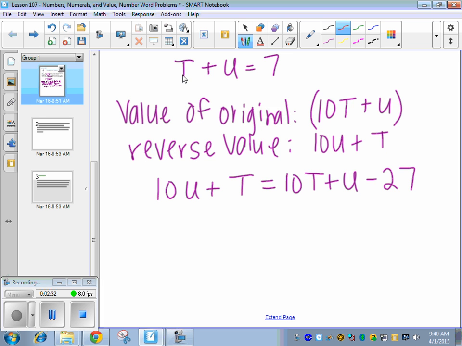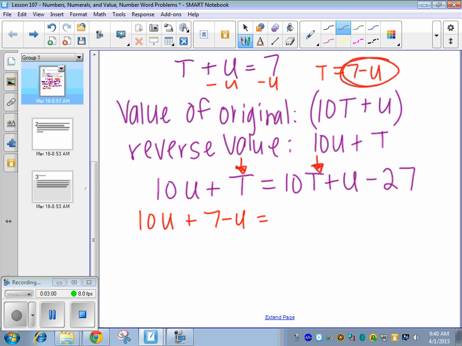It doesn't matter. So let's say I solve for t. So I'm going to subtract u from both sides. So t is equal to 7 minus u. And I'm going to take this 7 minus u and substitute it in wherever I see t. So that would be here and here. So I have 10u plus, and I'm going to replace the t with what t equals up here, 7 minus u. And on this side we have 10. This time I have to do parentheses when I plug in the t, 7 minus u, and then plus u minus 27.